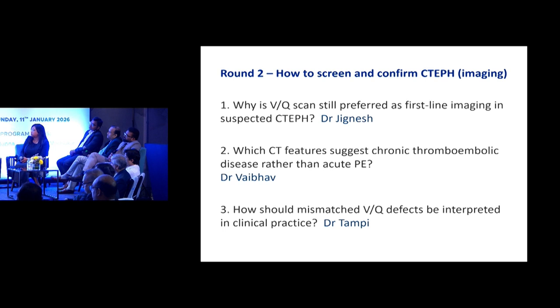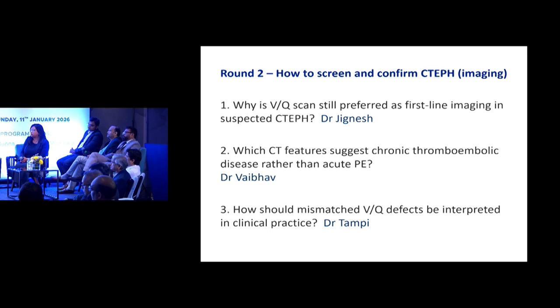All right, Dr. Madhukar, how should mismatched VQ defects be interpreted in clinical practice? Yeah, I think when we say mismatched, there are areas where ventilation is okay, but perfusion is not adequate. So with the preclinical probability of chronic thromboembolic disease, if you are doing a VQ scan and it shows mismatched defect, it builds up to a level that the probability of CTEPH is very, very high, and then we should go on to do certain tests to confirm the presence of obstruction in the pulmonary artery.